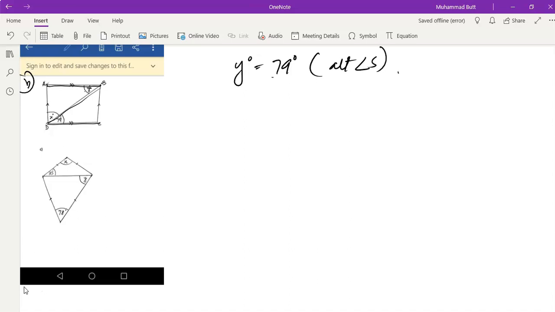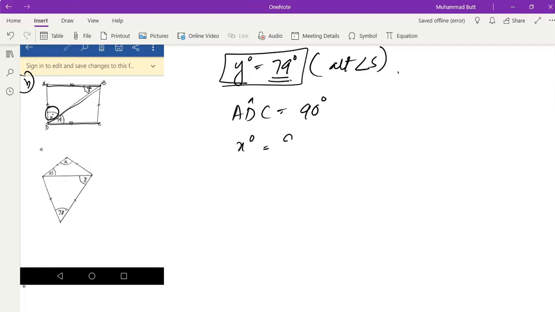So if y equals 79, now we have to find out the value of x. As we know that it's a rectangle, ADC equals 90 degrees. One part of the 90 degrees is 79. You can easily find out the value of x. That would be 90 minus 79.